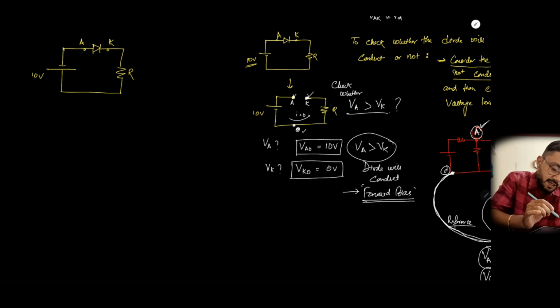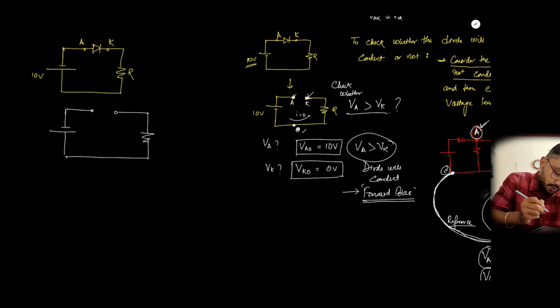First let's check by considering the diode not working. It is an open circuit condition, the open circuit across the diode, and then we will check the polarities of the voltage at point A. There is an anode voltage and the cathode voltage. If the anode voltage is higher than the cathode voltage, then the diode will conduct. So let's consider that the diode is not working.